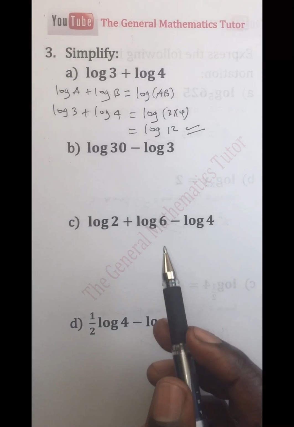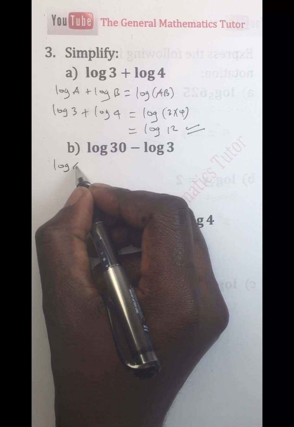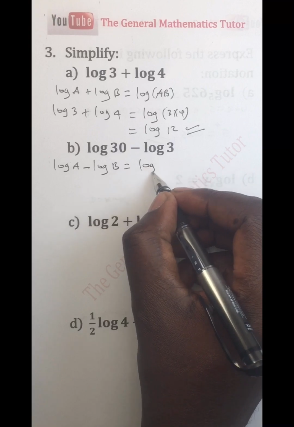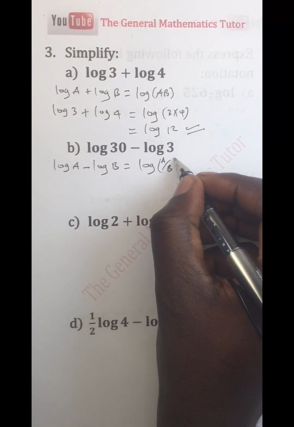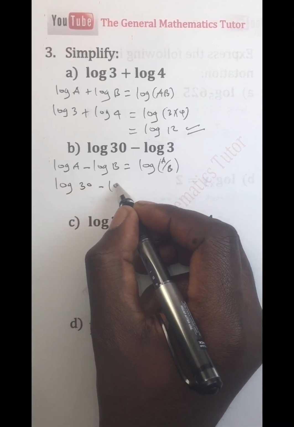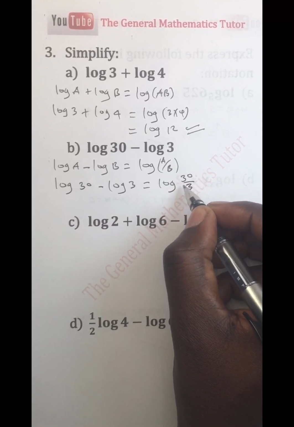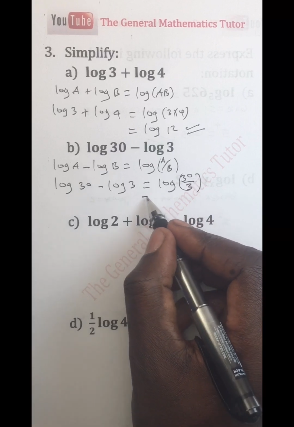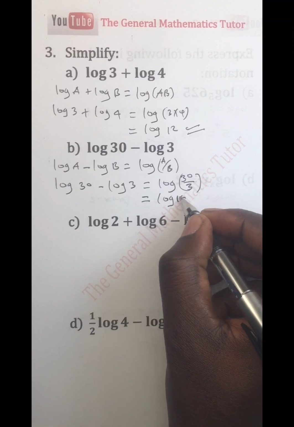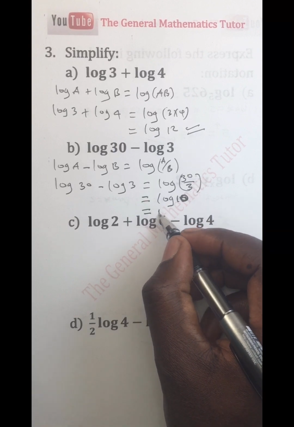Part B, log 30 minus log 3. So here we apply the second law, which says that the log of a minus the log of b should be equal to the log of the quotient of a and b. So in our case, the log of 30 minus the log of 3 is the same as the log of 30 over 3. So that is the same as the log of 10. But the log of 10, since it is a power of 10, that is the same as 1.